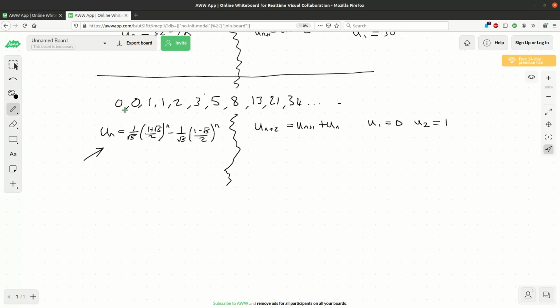Let's try it. Let's have a look. If we wanted to find the first term, we're going to let n equal 1. I think we start from 0, you'll get 0 basically. But if you get u1, let's just have a look. 1 over root 5 times 1 plus root 5 over 2 to the power of 1, which is just like that, minus 1 over root 5 times 1 minus root 5 over 2 to the power of 1. You're going to get 1 over root 5. I'm going to factorize that out. Then I can do 1 plus root 5 minus 1 minus root 5, all over 2.